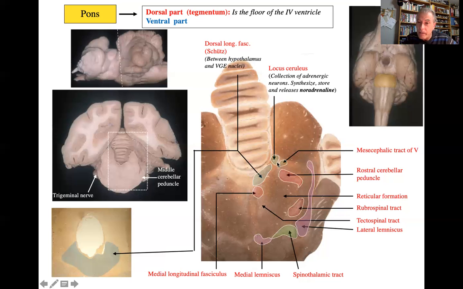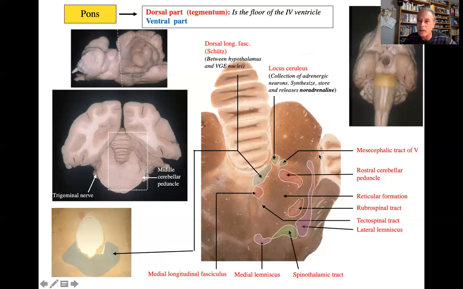On top, there is a very important nucleus, okay, because it's one of the micturition centers. It's the locus caeruleus, okay? It is a collection of adrenergic neurons that store, synthesize, and release noradrenaline, okay? It is also known as the pontine micturition center, related to the voiding of the urinary bladder, okay, in the detrusor reflex.